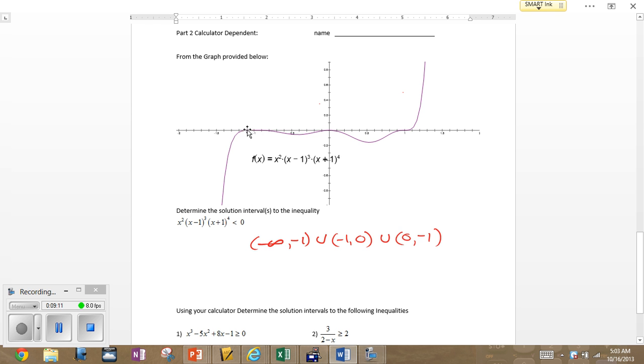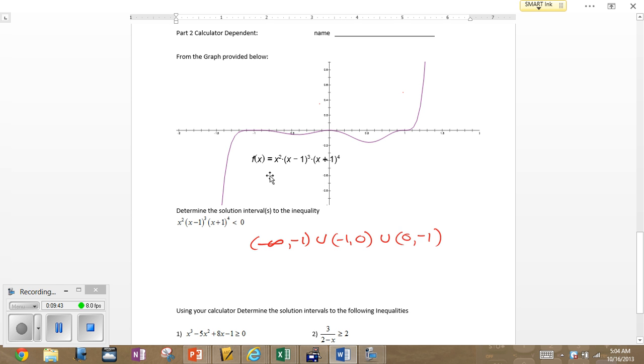Now, some people were questioning themselves as to where this crosses the x-axis. Well, you don't need to question yourself. It crosses at 0 from this factor. It crosses at -1 from the x plus 1 to the 4th factor. And then it crosses at +1 from the x minus 1 factor. And there's the graph.